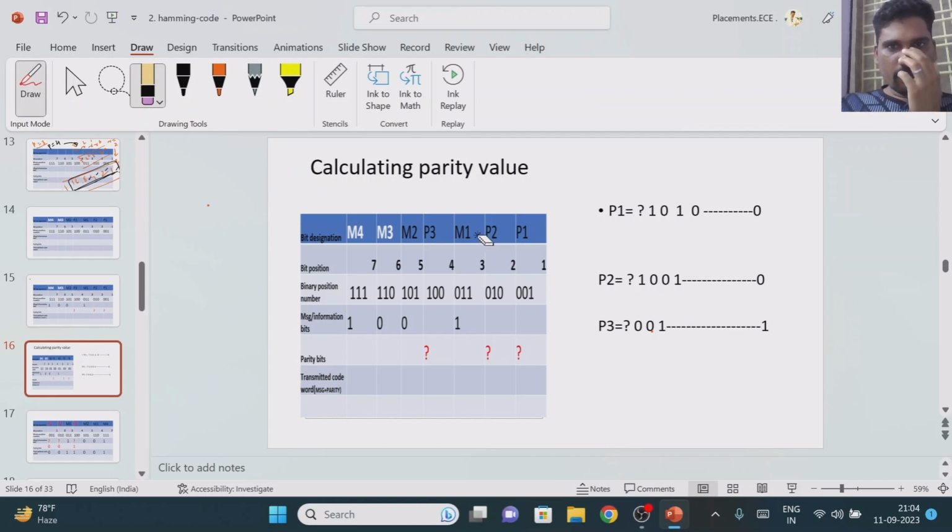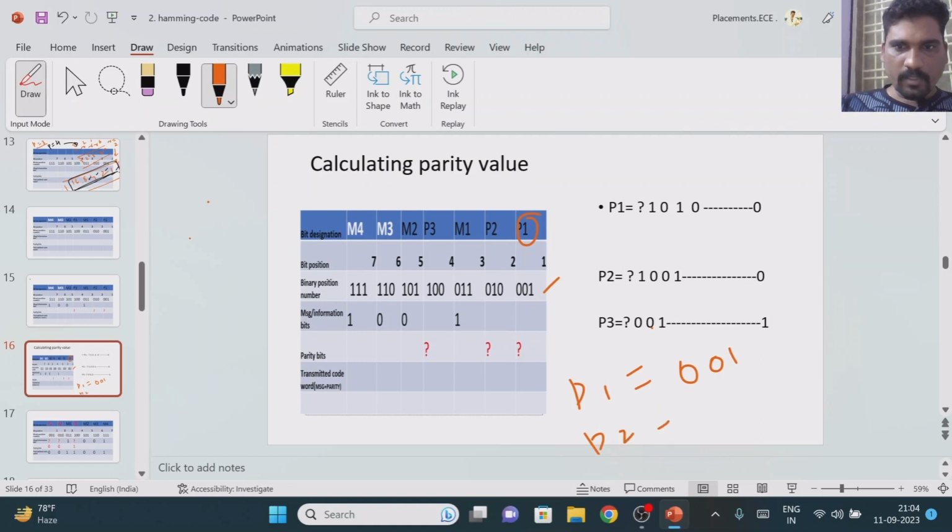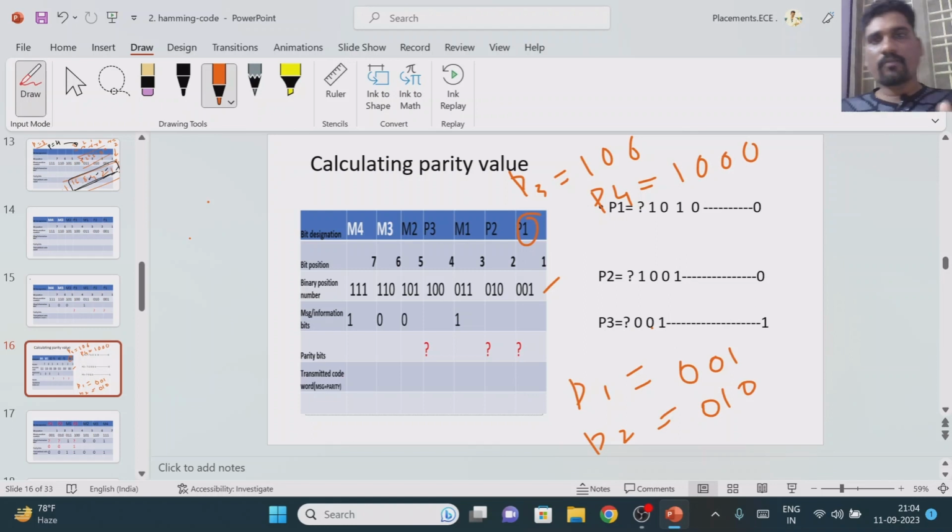Now see that we have P1, P2, M1, P3, M2, M4. But before finding the P1, P2, and P3 values, there are some important points to understand. If we consider P1, what is the value of P1? It is 0, 0, 1, right? For P2, what is the binary value? It is 0, 1, 0. For P3 the answer is 1, 0, 0. For P4, the value is 1, 0, 0, 0. From this you need to understand one common important point.